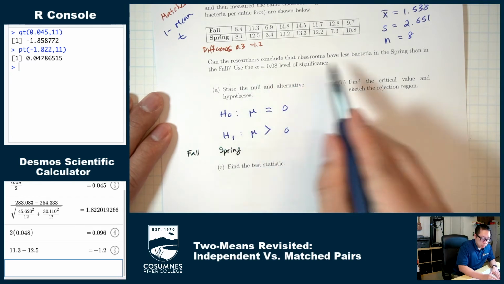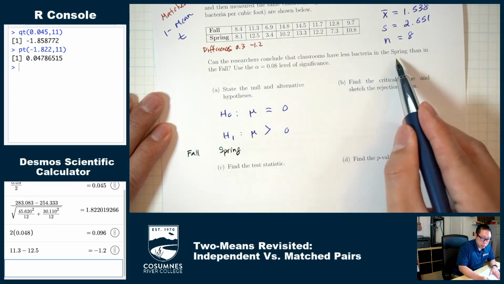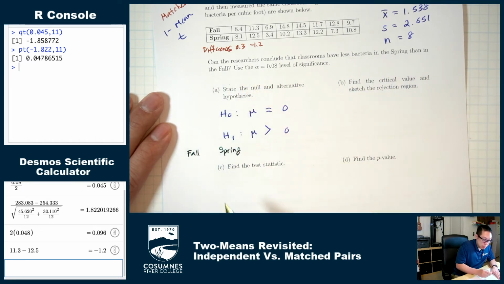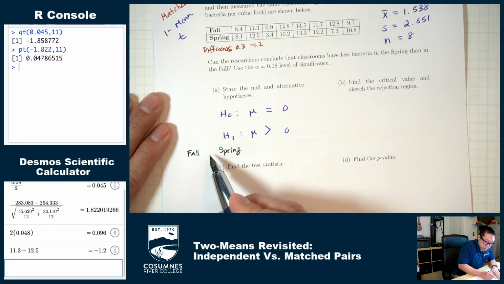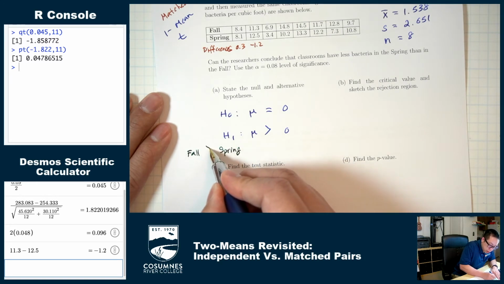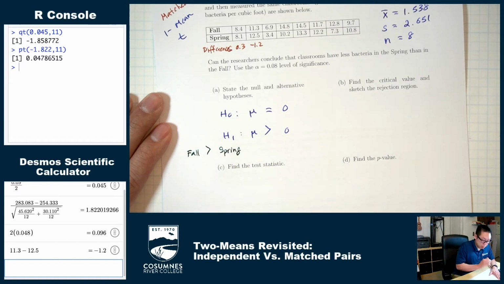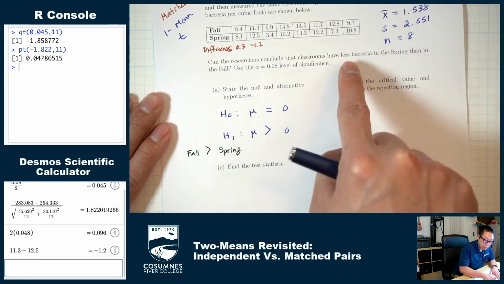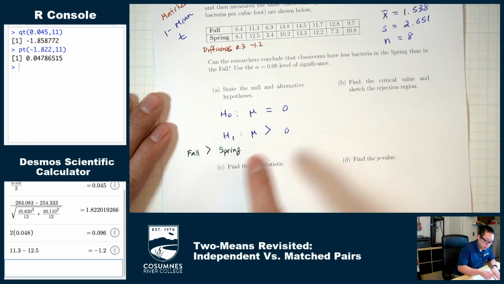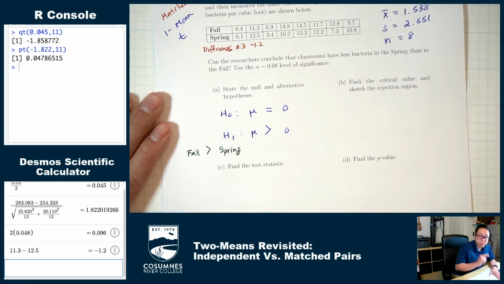Now, this phrase, less bacteria in the spring than in the fall. What does that mean? What symbol will go here? Less in the spring. So the spring is less, which means the correct symbol that goes here should be that, because that is saying spring is less than fall, which is the same thing as saying fall is greater than spring. Okay, so this is the correct symbol based on this sentence. Less bacteria in the spring. So the spring is less than the fall.